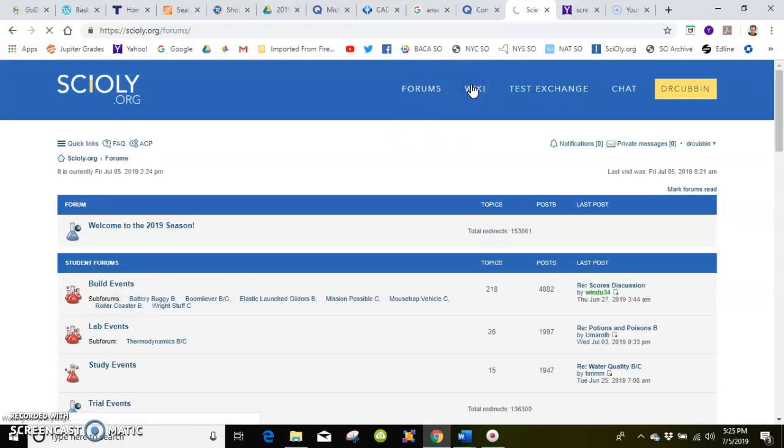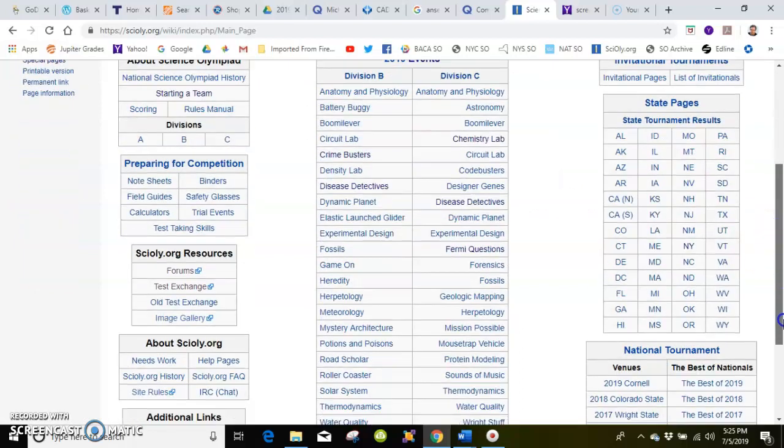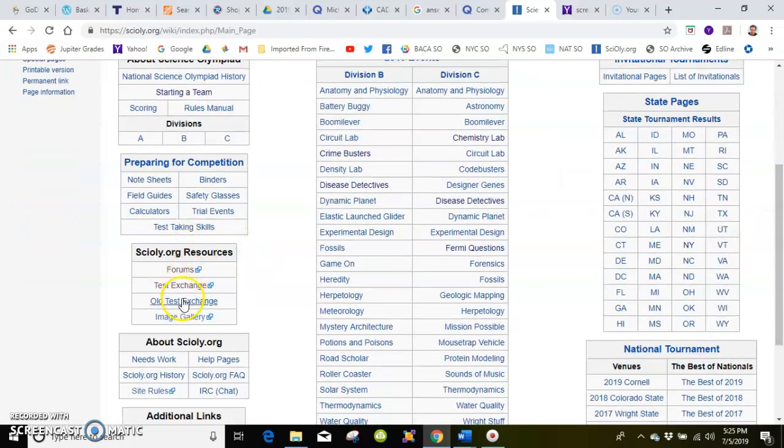Let's go to Wiki. If we go to Wiki, you see all your events here. This is great information about Science Olympiad, all this stuff over here: no cheats, binders, safety glasses, trial events, calculators. And I am guessing that a lot of students have not gone through this page thoroughly. They give you forums, information about past tests. These are the archive tests that you have access to. All other kinds of stuff over here.